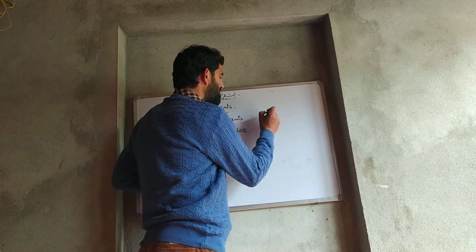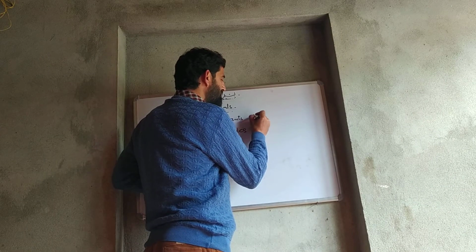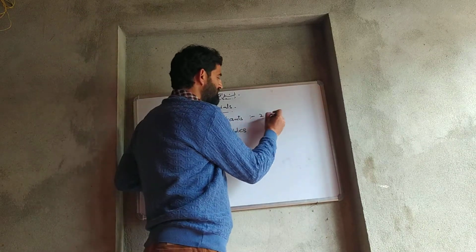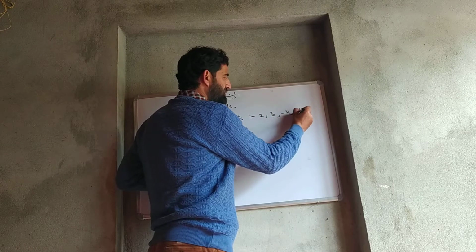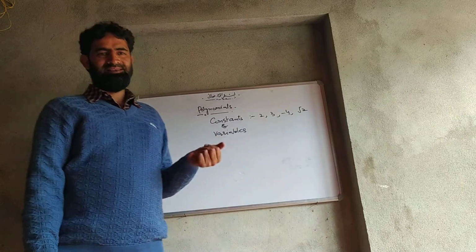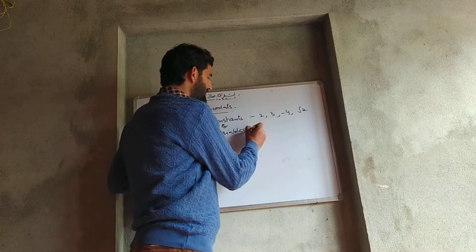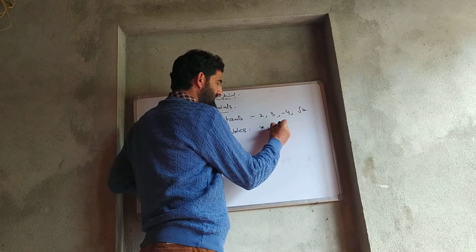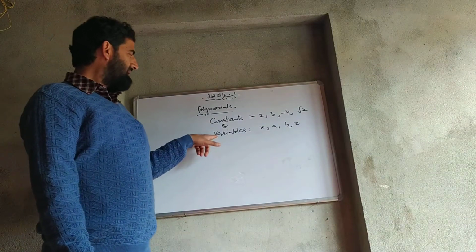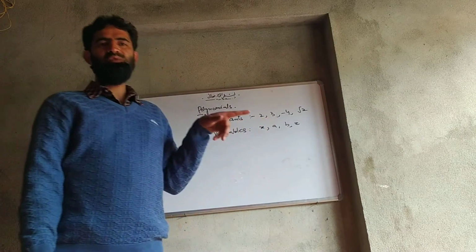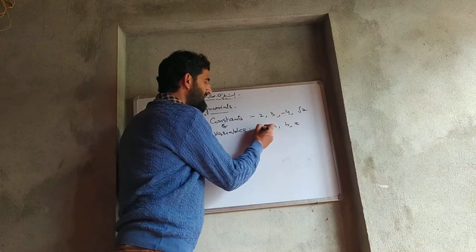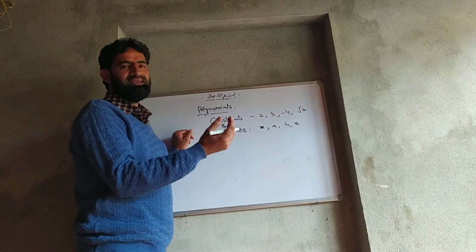Constants are those terms whose value is fixed, that is, whose value does not change. Suppose 2, 3, minus 4, under root 2. These are called constants as their value is fixed. And variables are the terms x, a, b, z, etc. Variables are those terms whose value varies from situation to situation. यानी जो variables हैं इनका value बदलता रहता है situation के हिसाब से.